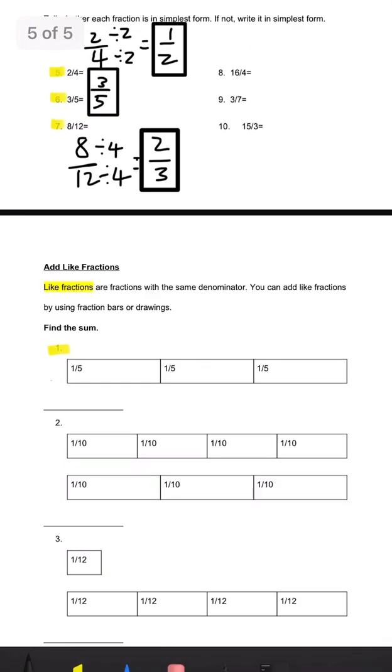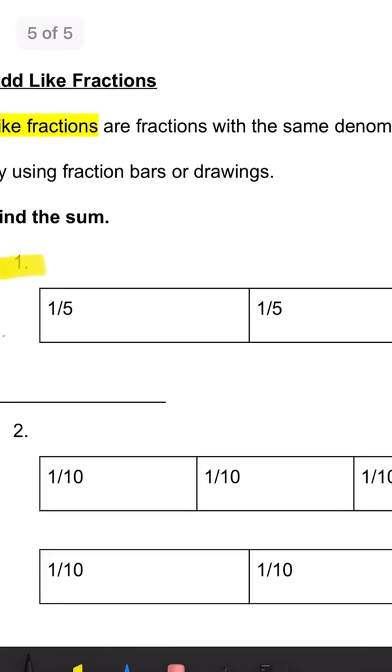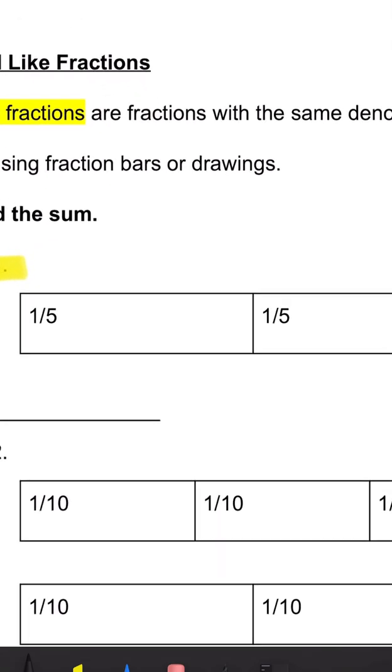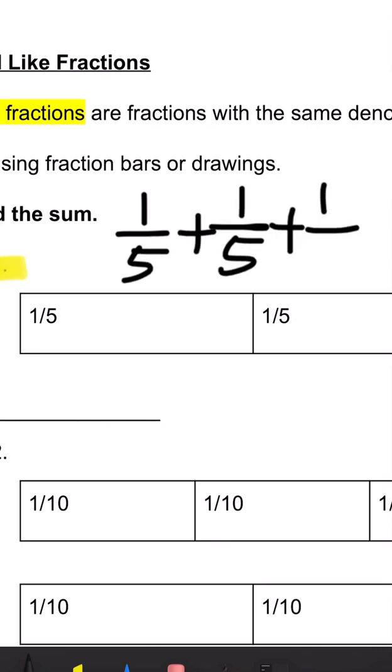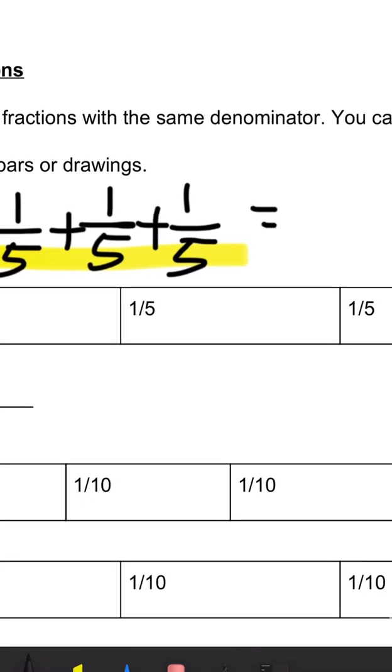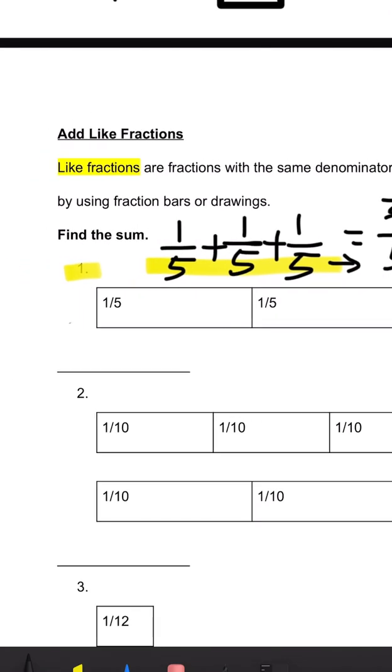Our final page, we'll be doing add like fractions. So here we have a definition. Like fractions are fractions with the same denominator. You can add like fractions by using fraction bars or drawings. So here, number 1, it says find the sum. We're given a fraction bar, 1/5, 1/5, 1/5. So just like the definition says, you must have the same denominator, and we can see that they all have 5 as a common denominator. So you only have to look at the numerators and add the ones. So we have 3, carry the 5 over, and we get 3/5.